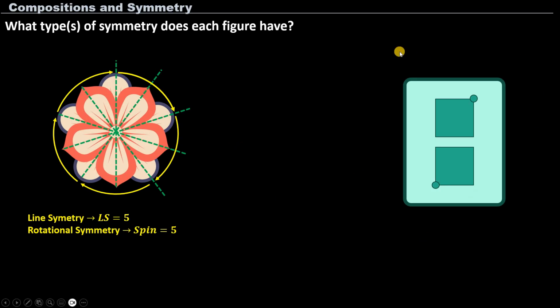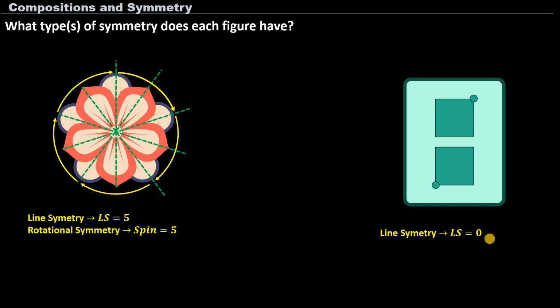As I look at this little playing card kind of figure over here, there is nowhere that I could draw a line going through it because these 2 dots are kind of messing up the image. If I go straight down, this dot's not mapping up with any other dot. If I go straight across, these dots aren't mapping up with anything. And if I go diagonally, well, the corners aren't mapping up with anything. So there is no line symmetry for this figure.